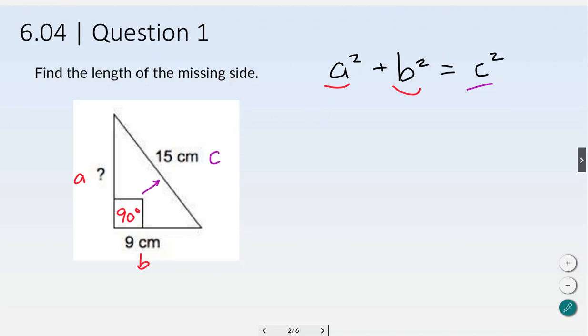So I'm going to substitute in all the lengths that I know. So A, again, this is the missing piece, so I'm going to leave that as A squared. I'm going to plug in my value for B, and that's 9. So we're going to have 9 squared equals my value for C, which is the hypotenuse. Again, the hypotenuse is always the longest side of a right triangle. It is also across from the 90-degree angle. So that's 15. So 15 squared.